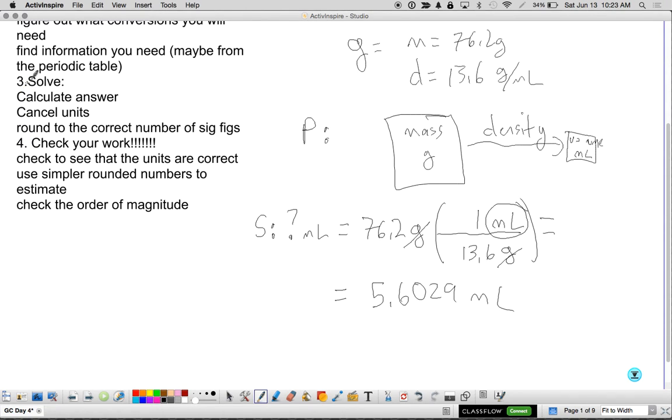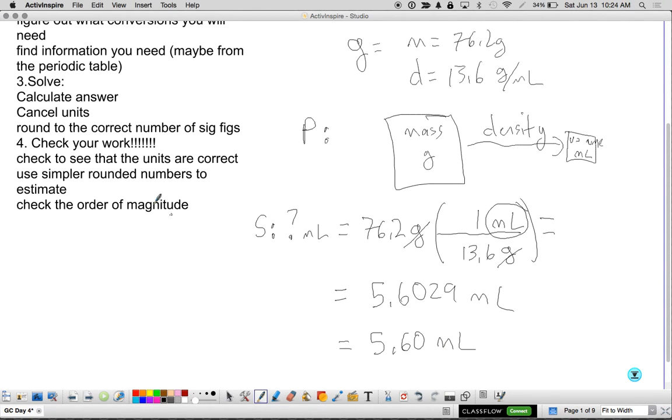Now step 4. Calculate answer, cancel units, round to the correct number of significant figures. Well, this has 3 significant figures, this has 3 significant figures, so this number also needs to have 3 significant figures. This is less than 5, so it stays the same, 5.60 milliliters.